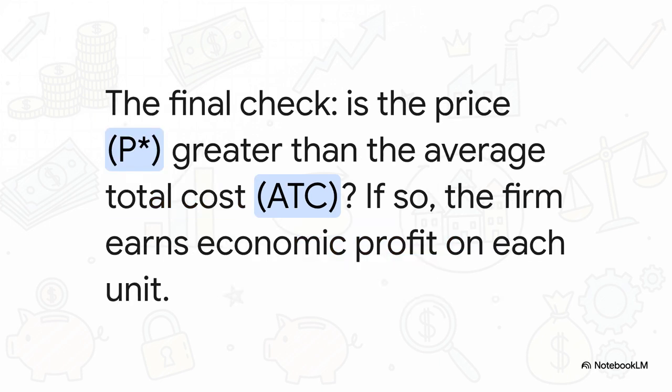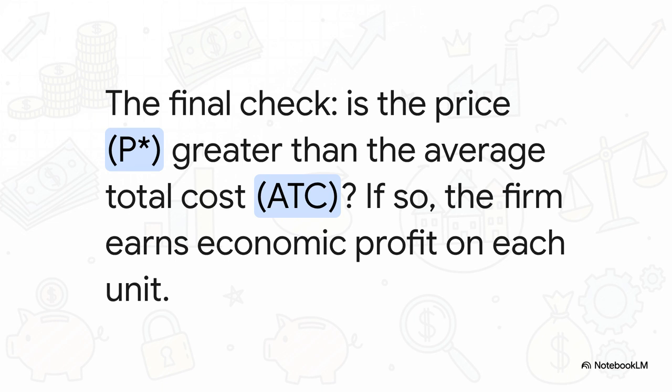And finally, the bottom line calculation. Is this whole thing actually profitable? So the manager compares the price they're charging, P star, to the average total cost of producing each unit, the ATC. If that price, P star, is higher than the ATC, the company isn't just making an accounting profit, it is earning what we call economic profit.